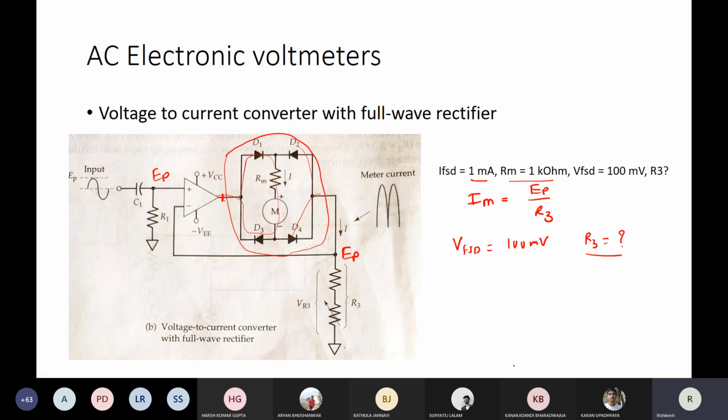For R3, what do I need? IFSD is already given. IFSD is E peak divided by R3. So R3 is E peak divided by IFSD. Is it correct?